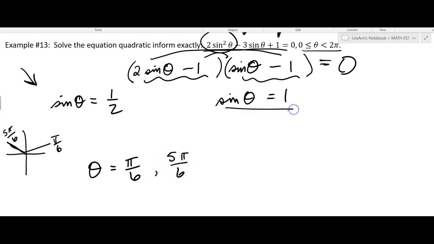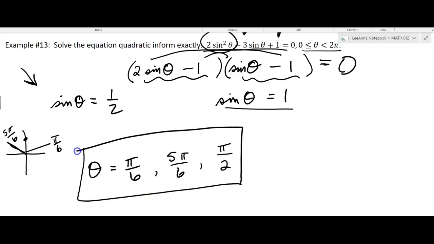And then we think about when does sine theta equal 1, and that happens at pi over 2. So right here, it's a quadrantal angle. And that's the only place between 0 and 2 pi where the sine is equal to 1. So those would be our answers, and we're done.